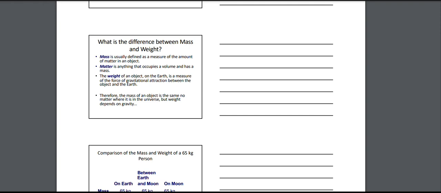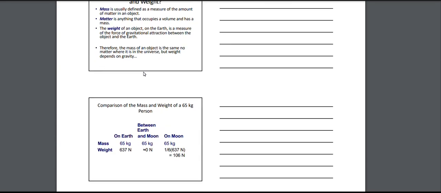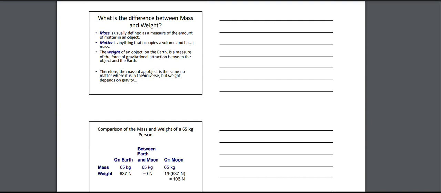That air will have a mass because it occupies that volume. The weight, however, of an object on Earth is a measure of the force of gravitational attraction between the object and the Earth. So we're talking about the attraction force of the gravitational forces of Earth. If we're measuring the weight of a material on Earth, obviously, if we were measuring that material on the Moon, that would be different. On Mars, it will be something else. We're talking about the Earth in this case.